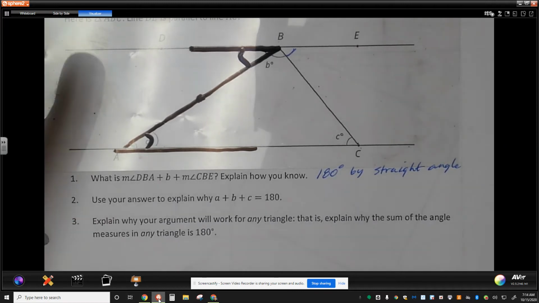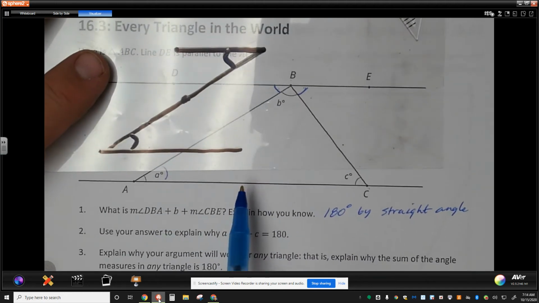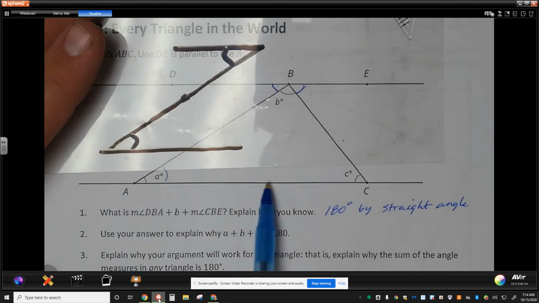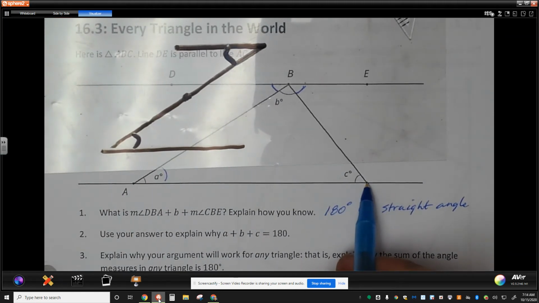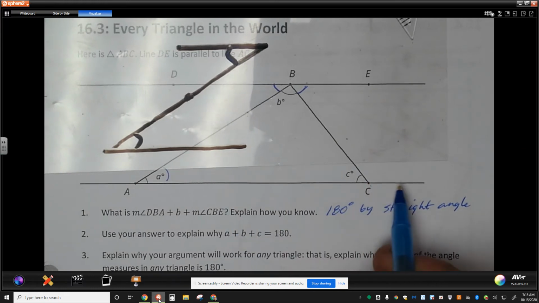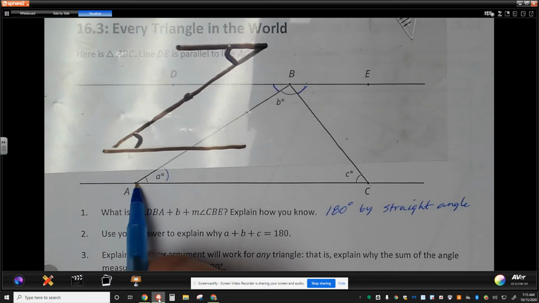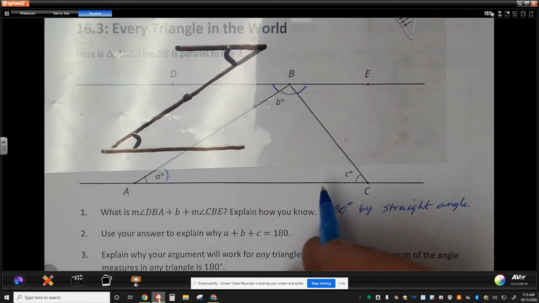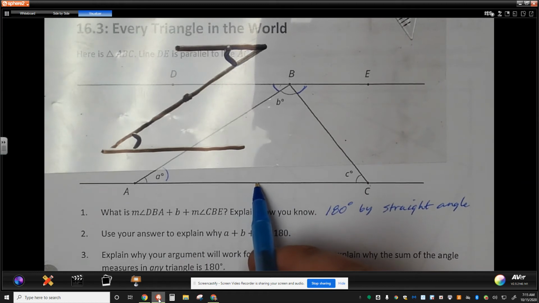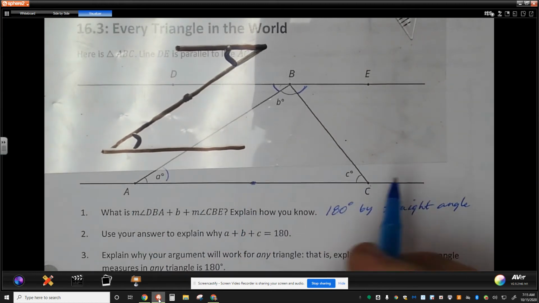When we look at these angle measures, let's take into consideration that the bottom part of this diagram is a straight line. That means that if I look at any point on here such as C, and I look to the left and I look to the right, this would be a straight angle. Likewise, if I look at point A, it would be a straight angle. The same thing would happen if I found the midpoint of segment AC. I could see that this becomes a straight angle across the bottom.